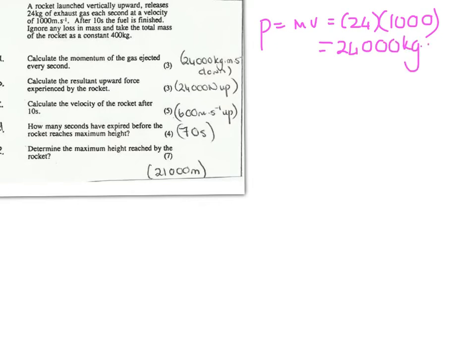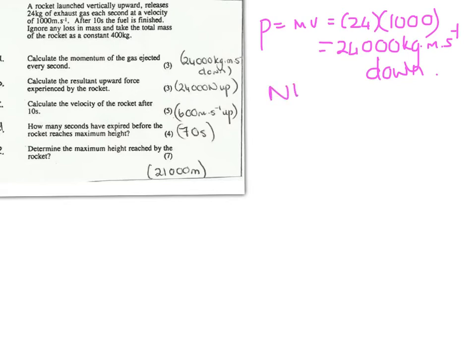Firstly, calculate the momentum of the gas ejected every second. Well, momentum is equal to mass times velocity, which is equal to 24 times 1,000. There's 24 kilograms going out at 1,000 meters per second, so you get 24,000 kilogram meters per second. And where is it going? From the rocket it's coming out, it's downwards.